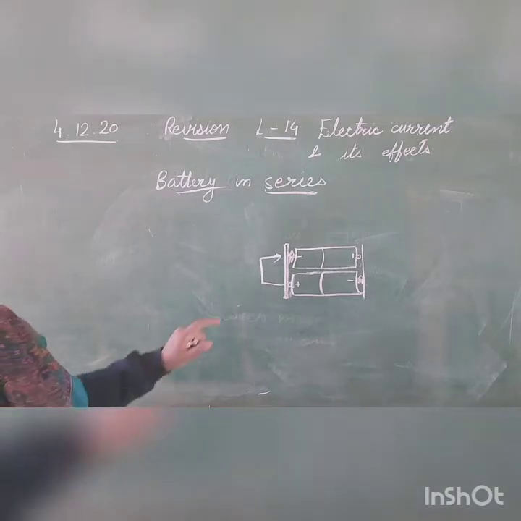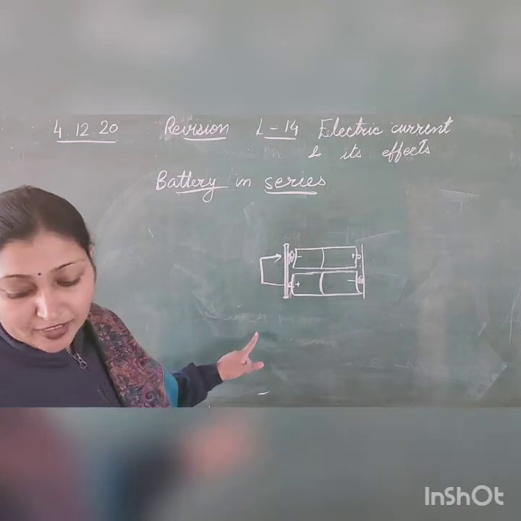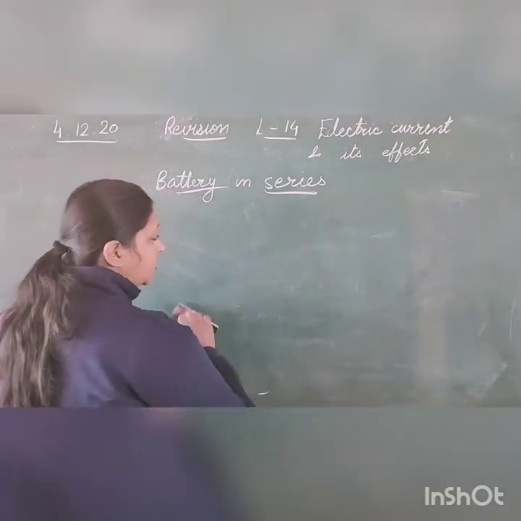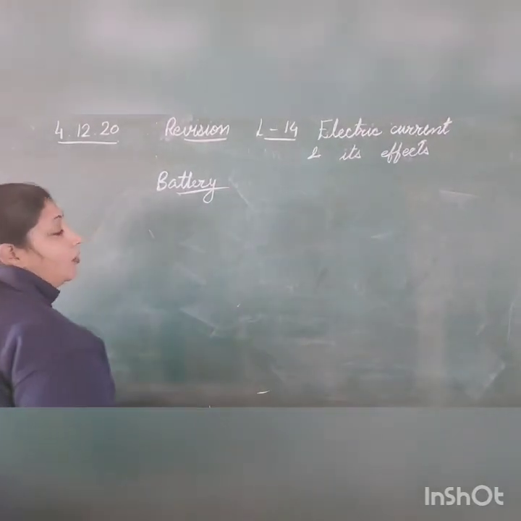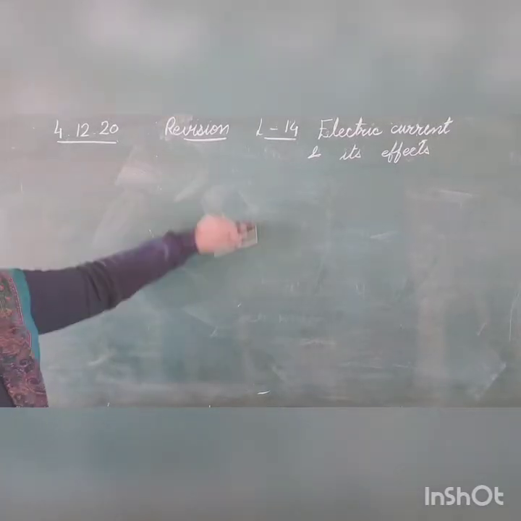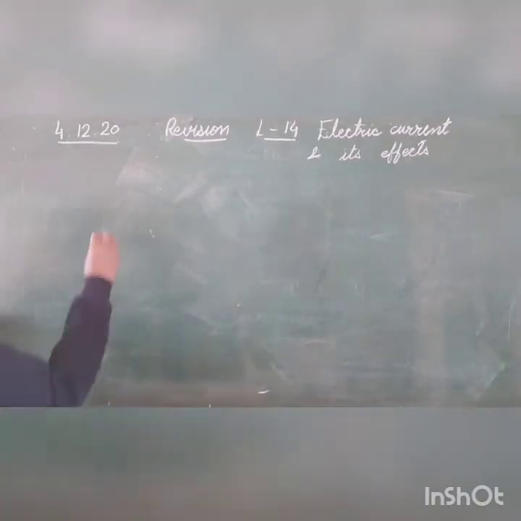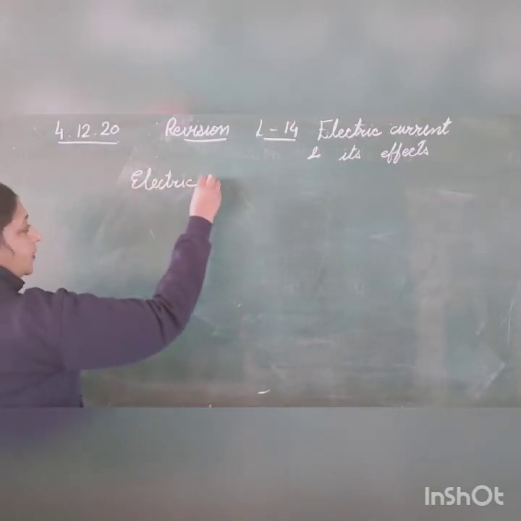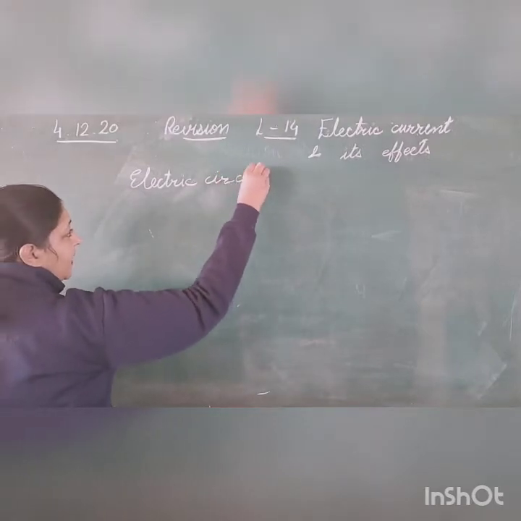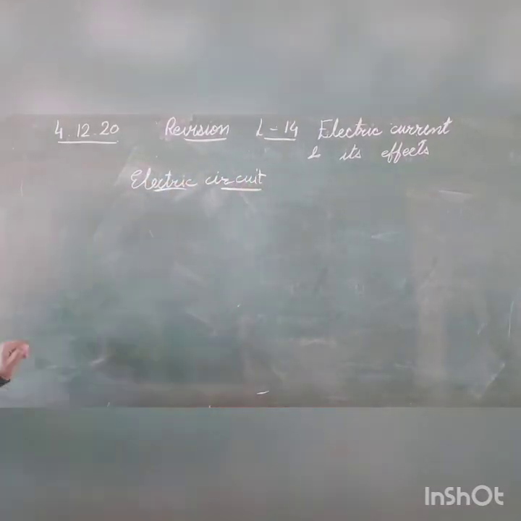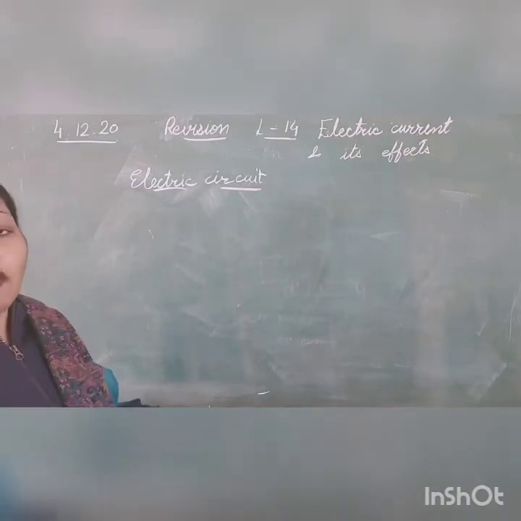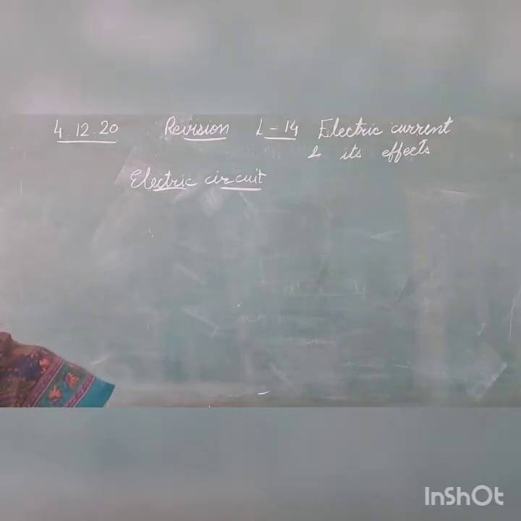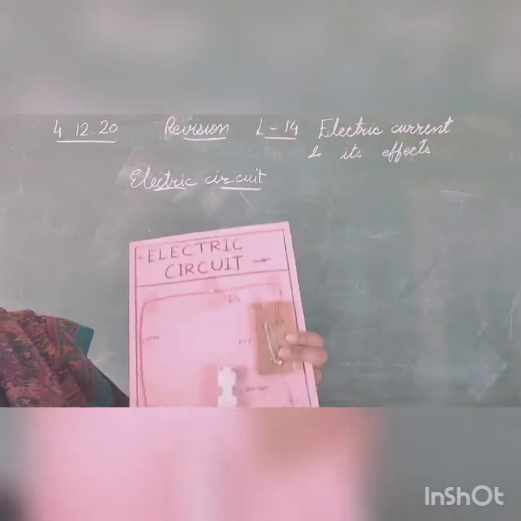Alright children, is it clear to you? So, this is the way of connecting a battery in series. Now, we have discussed various components, how we can connect the battery and what its use is. This is used to make the electric circuit. So, what is an electric circuit, children? An electric circuit is actually the arrangement of different components of electricity. And I have made one for you.